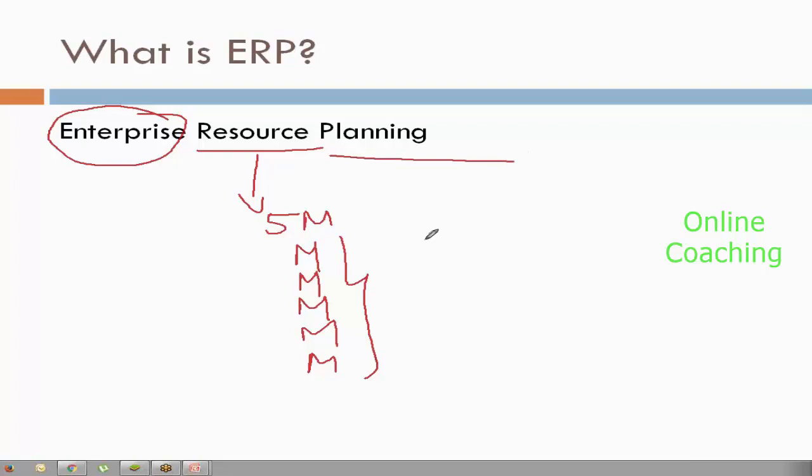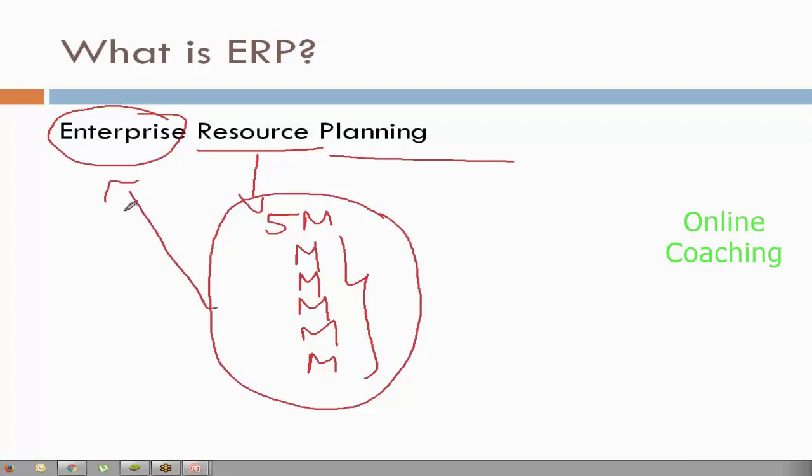Then what is planning? Planning is nothing but how effectively I am utilizing these resources in my company. That is called planning. So this is called enterprise resource planning. Why do we need ERP? Why has SAP designed or created ERP? If you want to run your organization automatically without any paperwork, if you want to make your company computerized, in layman's language, then this ERP is really going to help you.